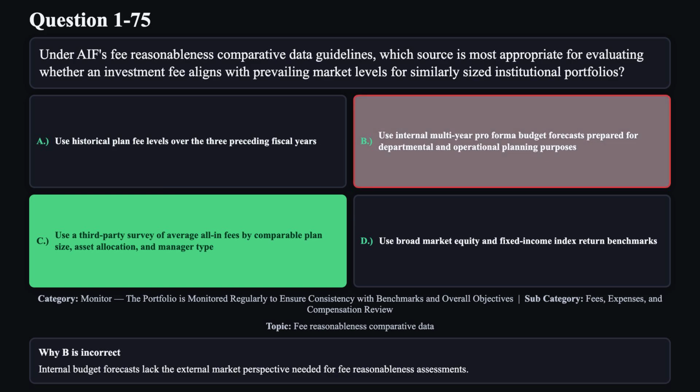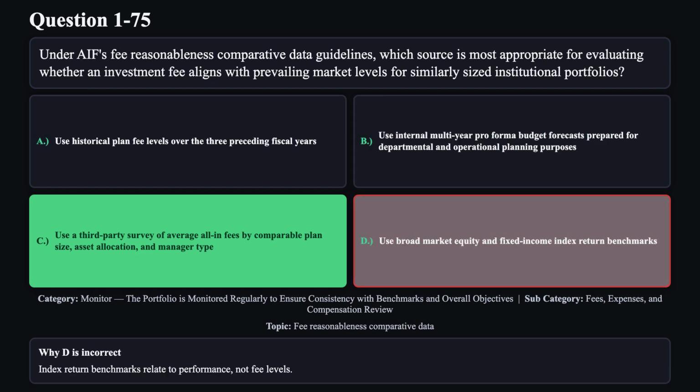Reason B is not correct. Internal budget forecasts lack the external market perspective needed for fee reasonableness assessments. Reason D is not correct. Index return benchmarks relate to performance, not fee levels.